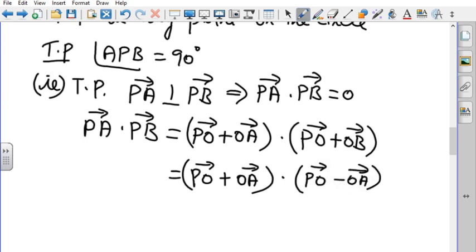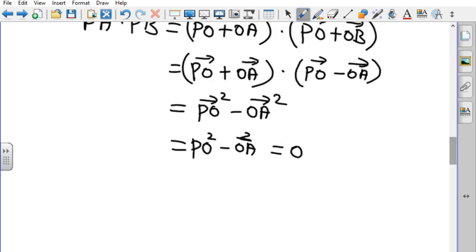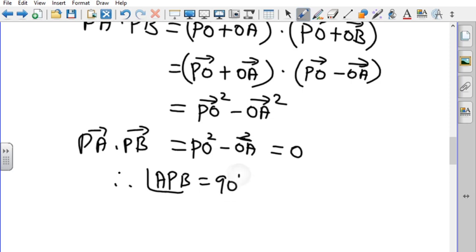Okay. So what is it now? A plus B into A minus B. So PO vector square minus OA vector square. So what are PO vector and OA vector square? It is nothing but the radius of the circle, isn't it? Radius of the circle. So it is equal to 0. Hence we prove that PA dot PB is equal to 0. So we can write therefore angle APB is equal to 90 degree. Hence we prove that the angle in a semicircle is 90 degree.